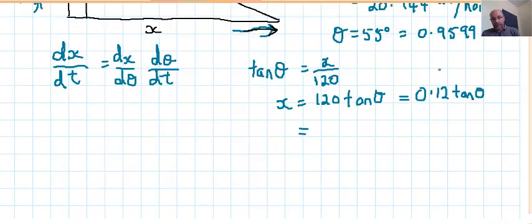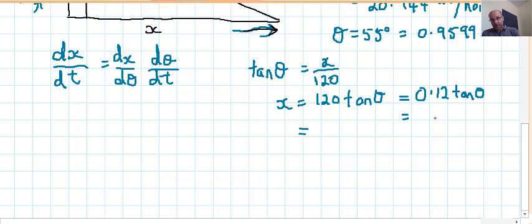Okay. Now, we're going to look at the chain rule in a minute, but I might just change that 0.12 to 12 hundredths, because you can see it's going to be fed into a fraction in a minute. Okay, so it's 12 hundredths tan theta, and that's in kilometers. So we have to find dx d theta now.